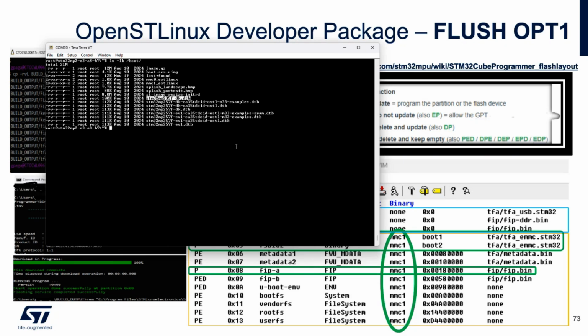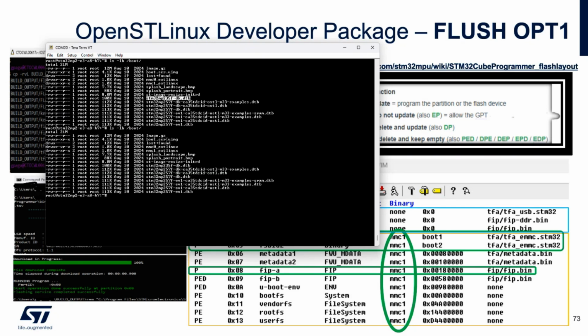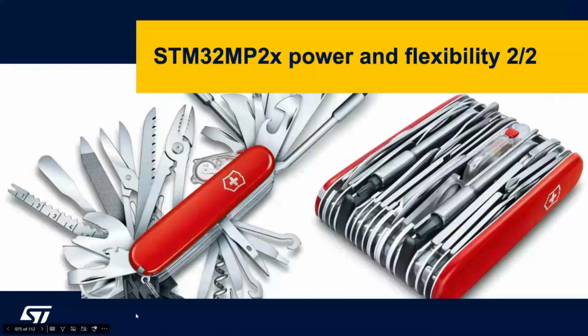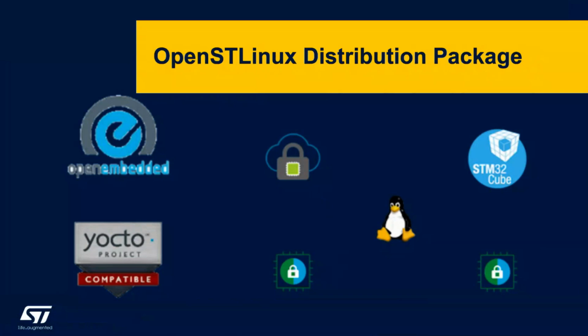Okay, I hope that this is clear. The kernel can be overwritten only by overwriting the file system. Maybe you can insert a USB key and, using the USB key, you can update the kernel. Okay, I think that now you have a clearer idea of how to use the developer package, and we can move to the distribution package.